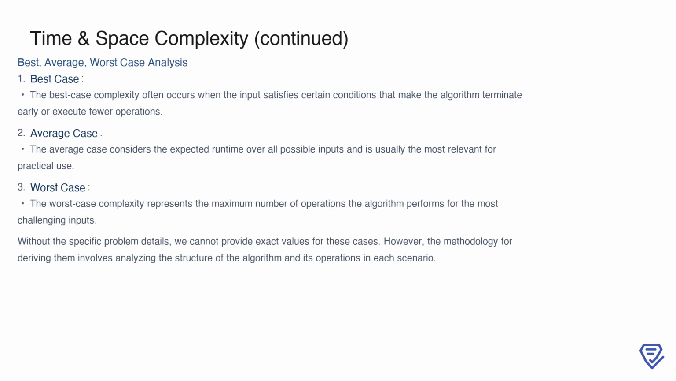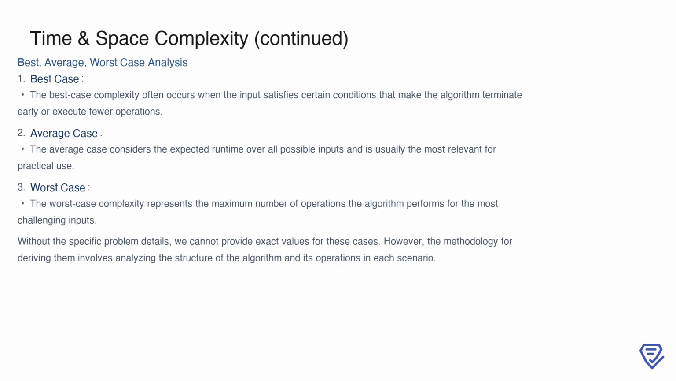Best, average, and worst-case analyses help us understand how an algorithm performs under different conditions. The best-case scenario happens when the input is structured in a way that minimizes operations, allowing the algorithm to terminate early or run more efficiently.